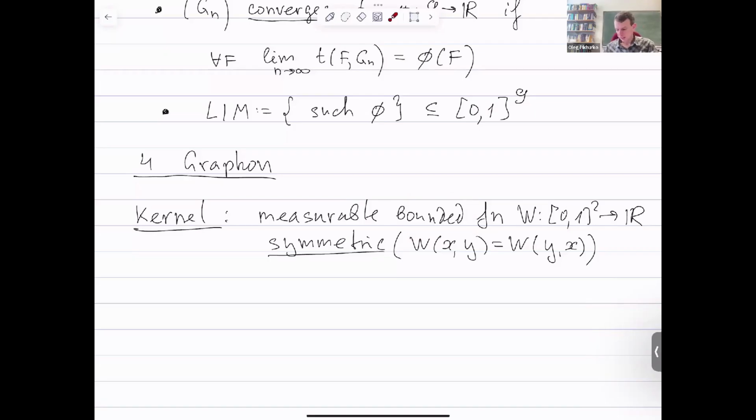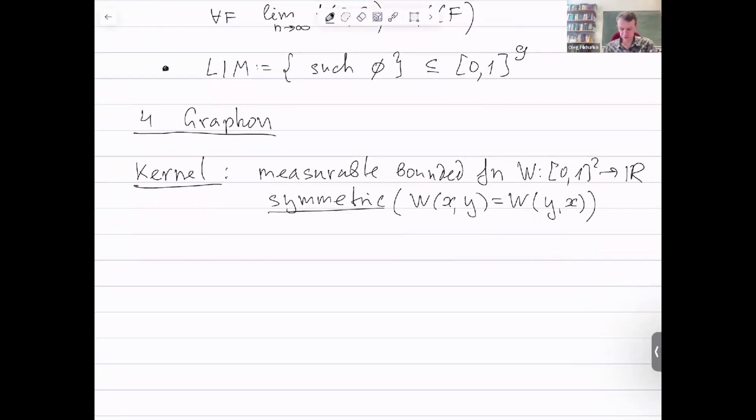So that's a kernel. Basically the terminology comes from functional analysis, because people use two-variable functions for kernels. And in fact, sometimes in this area, it helps to view these functions as kernels or as integral transforms. And then a graphon is a kernel whose values are limited to 0 and 1.